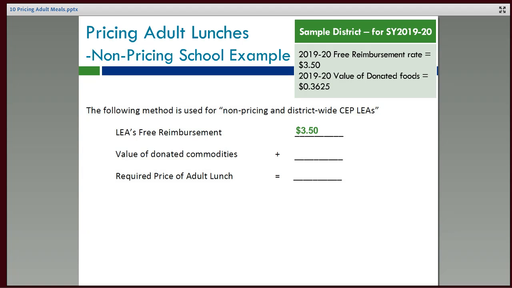So what we'll do is we'll take the free reimbursement, $3.50, add the value of donated foods, and that gives us a required lunch price of $3.8625. And again, they'll have to round up. So in this district, they are required to charge $3.87. Again, if you don't want to increase your adult meal price, or you don't want to increase it all the way to the required amount, you can use non-federal funds for the difference in the required price and the price you're charging.